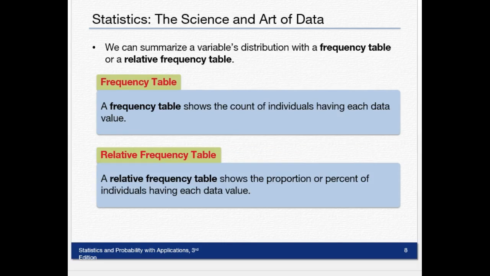Now we can summarize a variable's distribution with a frequency table or what's called a relative frequency table. A frequency table shows the count of individuals having each data value. A relative frequency table shows the proportion or the percent of the individuals having each data value. And it's really easy to make. You make your frequency table first and then you basically find the percentages and that makes up your relative frequency table. Let's try one of these.